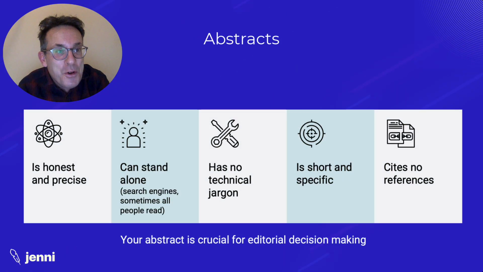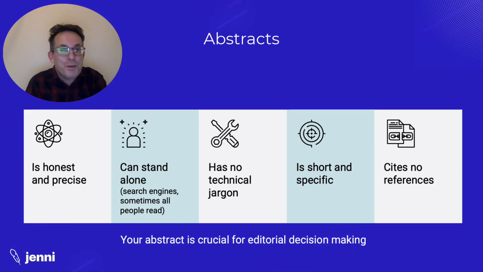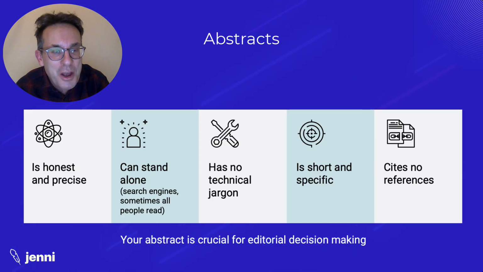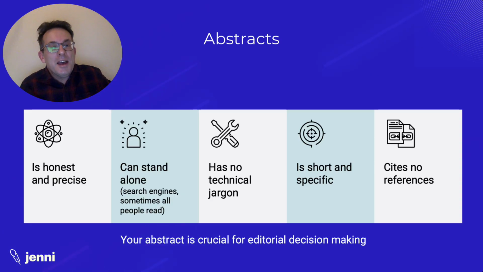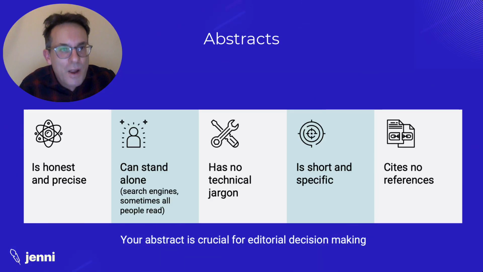One of the most difficult bits of academic article writing. A well-written quality abstract should be honest and precise. It's got to stand alone because in search engines, the title, the abstract, and the keywords are often all people read. No technical jargon, it must be short and specific, and you don't want any references often in your abstract.